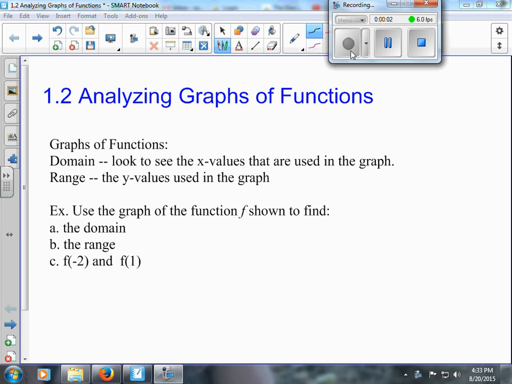We are in section 1.2, analyzing graphs of functions. Okay, so we're specifically going to be talking about functions today. With functions, we have two important things, the domain and the range. For the domain, you need to analyze the x values that are used. And for the range, you're going to just state what they are, the y values.